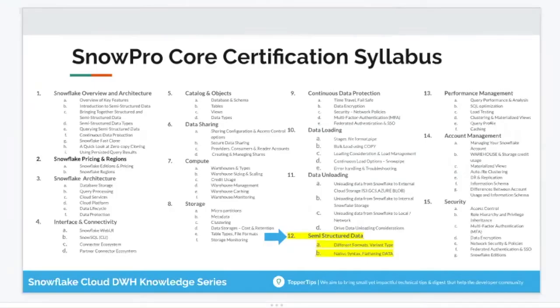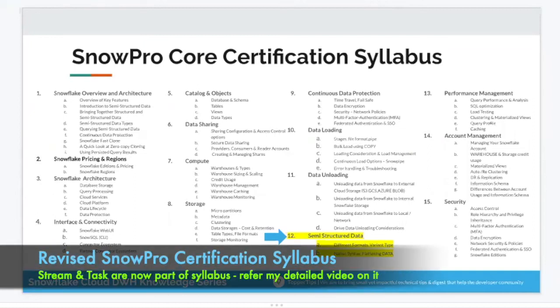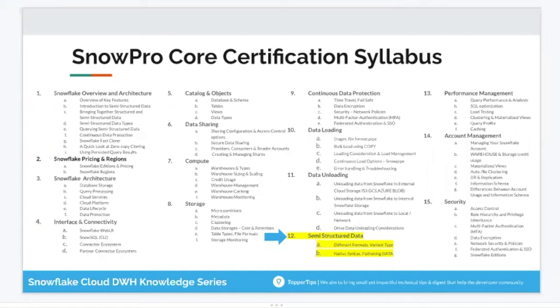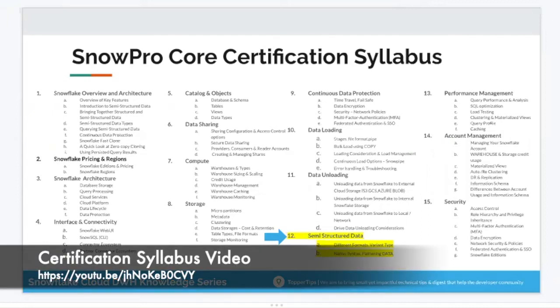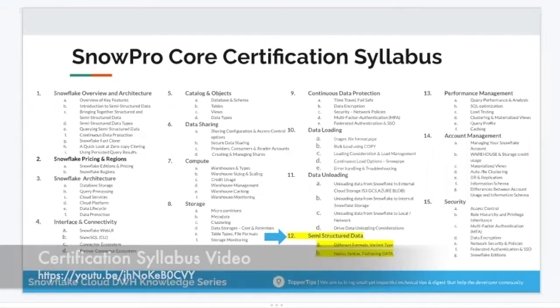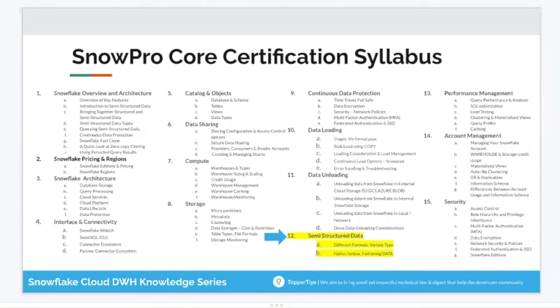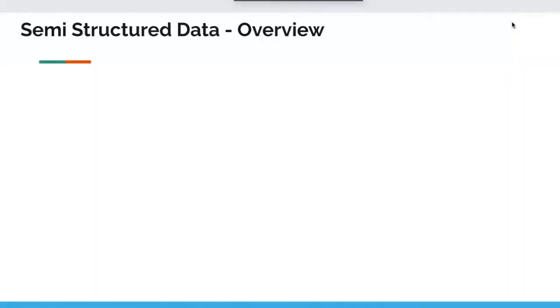Let's look into the detailed syllabus before we deep dive into the key concept. Semi-structured is a dedicated subject area and Snowflake gives high importance to it. There are two primary subsections in this subject area. Different data formats like JSON, Parquet, ORC, XML, and how they fit into the variant data type. Native SQL syntax and how to flatten the nested data structure is another important thing from the Snowflake exam point of view. So let's start with the semi-structured data overview.